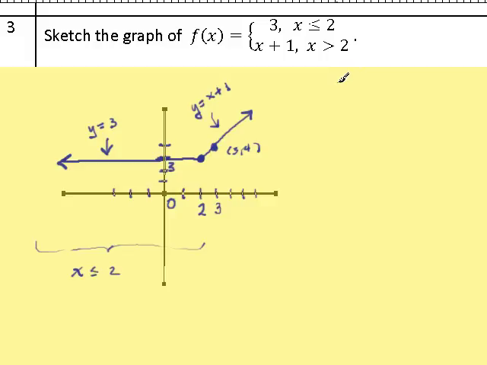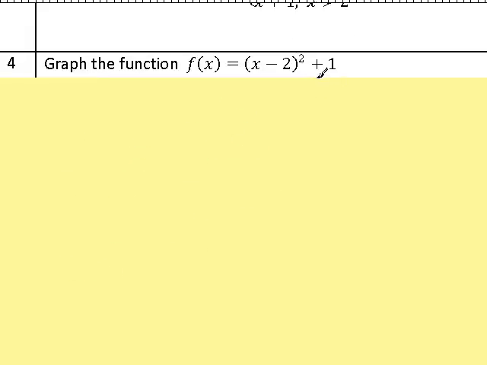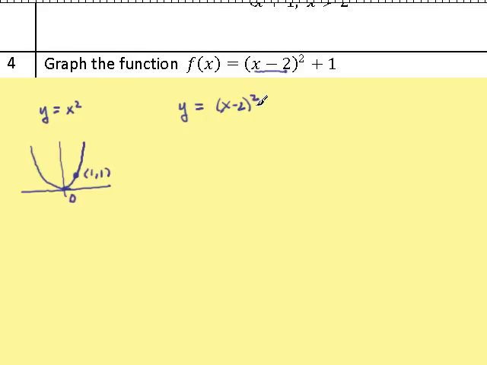Okay, now we want to graph f of x equals x minus 2 squared plus 1. So we're going to do this in stages. First we're going to graph y equals x squared. We know that this graph is one of our basic graphs, so we should be familiar with this one. It goes through 0, 0, and we know it goes through 1, 1 as well. Now we always do the horizontal transformation first. So next we're going to graph y equals x minus 2 squared. Remember, horizontal first and vertical last.